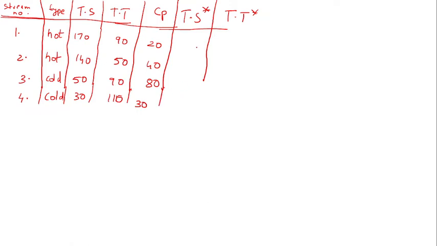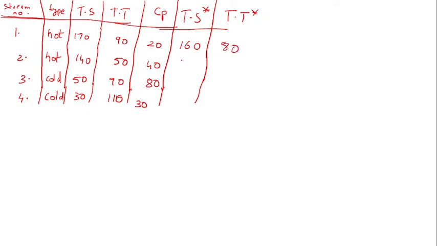So for finding shifted target and supply temperature, we have already told how it is done. Ts star can be obtained from, for hot stream, subtracting delta T min by 2, and for cold stream it is added with delta T min by 2. So on doing that, we will get shifted supply temperature as 160, that is 170 minus 20 by 2, delta T min is 20, and shifted target temperature is 80.